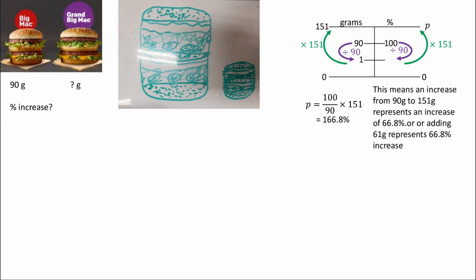166.8%. And that means that going from 90 grams to 151 grams is an increase of 66.8%. So adding that 61 grams means you're adding a 66.8% increase in the weight of the Big Mac. Is everyone okay with that?